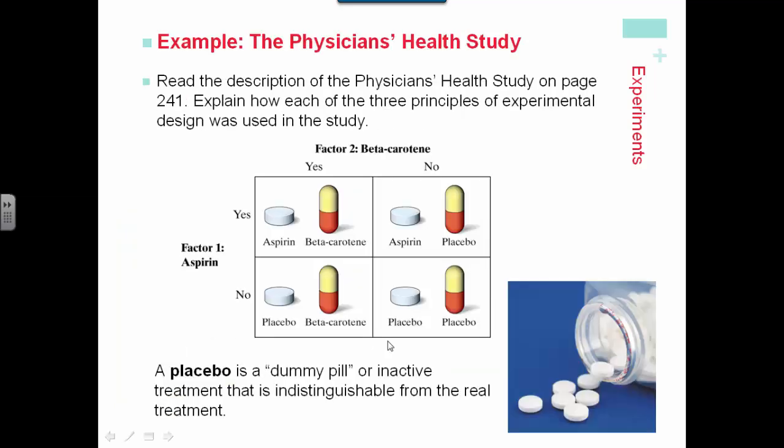How this would work with a placebo, and then using the different types of medicine. So a placebo is a dummy pill or an active treatment, indistinguishable from the real treatment. You'll see a placebo often used in experiments, especially experiments where they are trying to look at effects of different kinds of medicines.